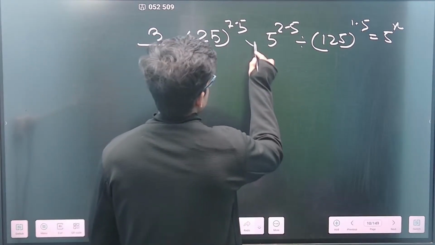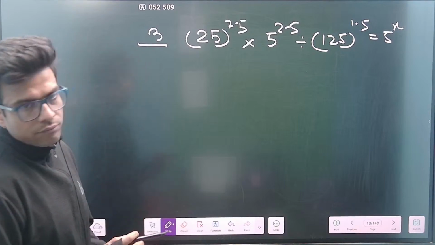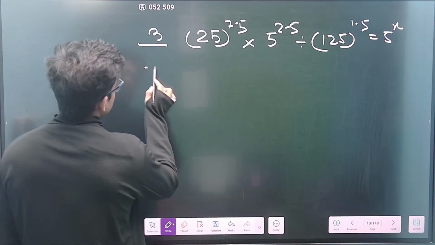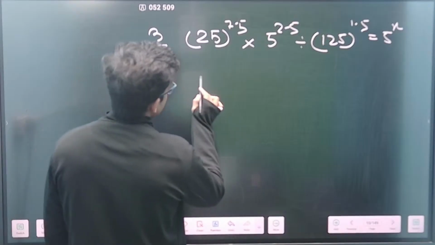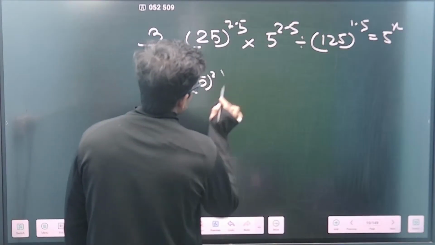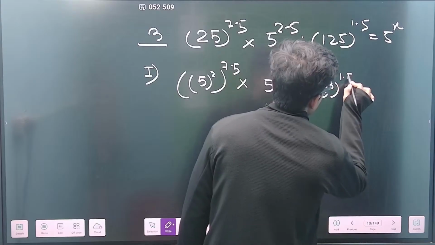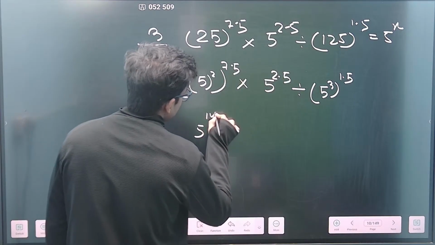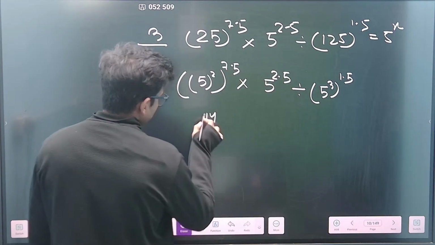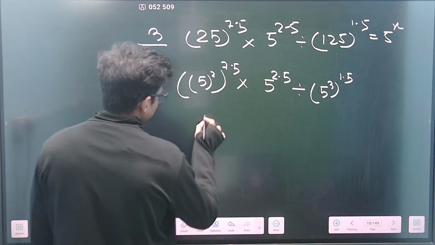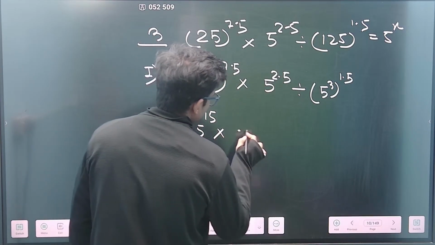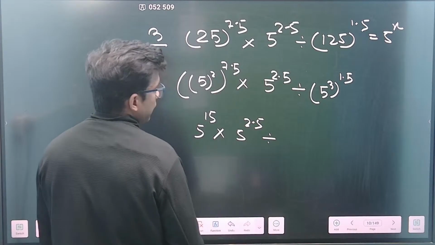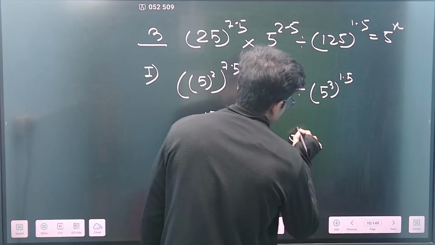Write this in multiplication. Can you figure it out? Come on, say. Now see, the first step is that this is like 5 to the power 7.5 squared, correct? So I can write it like 5 to the power 15. This is 5 to the power 15 multiplied by 5 to the power 2.5, divided by 5 to the power 4.5.